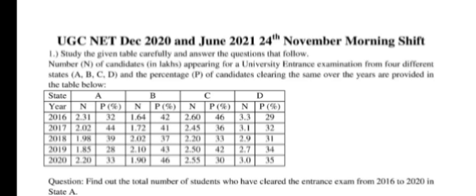Now this paper is related to UGC NET December 2020 and June 2021 exam, which was held on 24 November, and it was a morning shift question paper. It was a March exam. Due to COVID-19 at that time, the exam was not held, as you all know. So let's try to discuss this question paper.